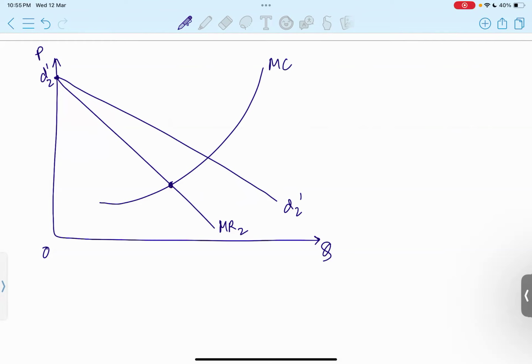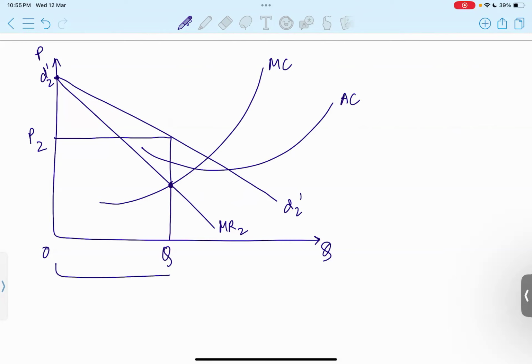This becomes the equilibrium condition. MR equals MC. We'll extend it on the perceived demand curve and get the equilibrium price P2. Also draw our average cost curve, and you can see OQ is the equilibrium output level, OP2 is the equilibrium price level, and from this point, let's say this is point H, the proportional demand curve would also intersect at the same point of equilibrium.